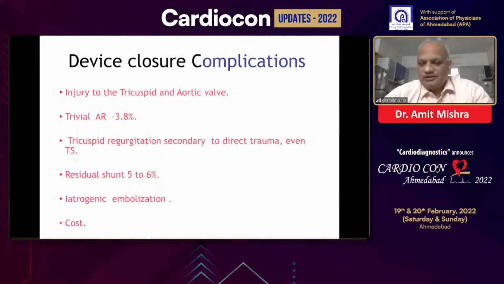Other than that, there can be a traumatic injury to the tricuspid valve and aortic valve. AR is there, and most of the time it is progressive. Once AR is developed or you injure the aortic valve, there is a fair chance that AR is going to progress over a period of time. Then we also get a residual VSD, especially if it is at the junction with the tricuspid valve. A 1 millimeter residual VSD can be there, but most of the time it should heal. Devices also have a 5 to 6% incidence of residual VSD.